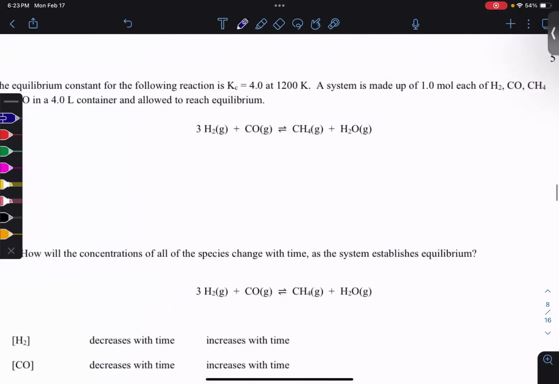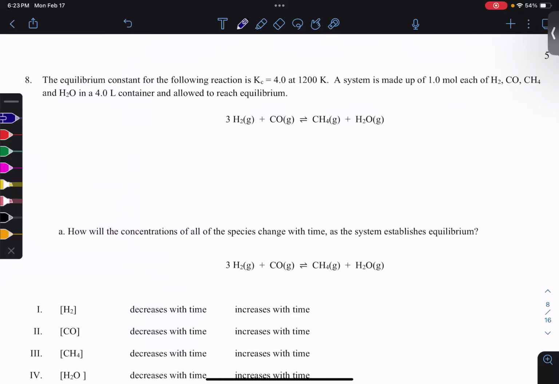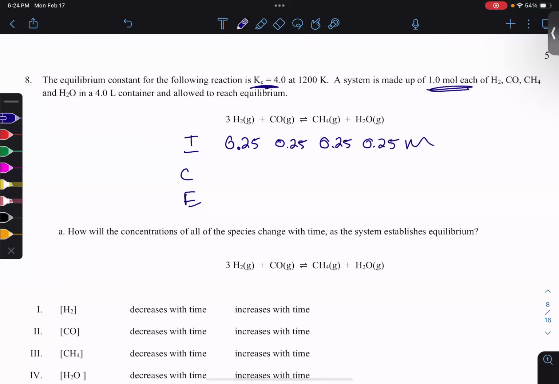Okay, the equilibrium constant for this reaction is 4 at this temperature. We make up a system, 1 mole of each in a 4-liter container, and we allow it to reach equilibrium. So when I do the ice table, am I going to put 1 for everything? No, you're going to put 0.25, 0.25, 0.25, 0.25, because this is molarity, 1 mole of each in a 4-liter container.